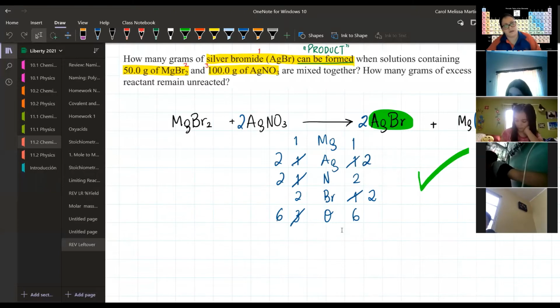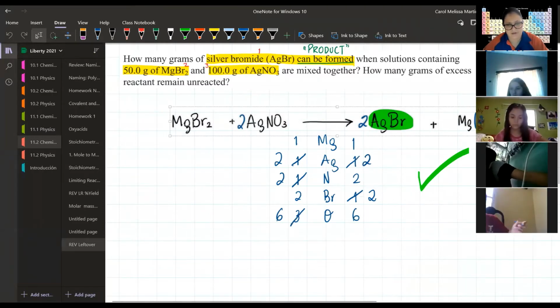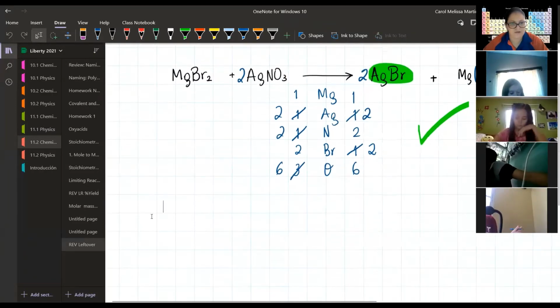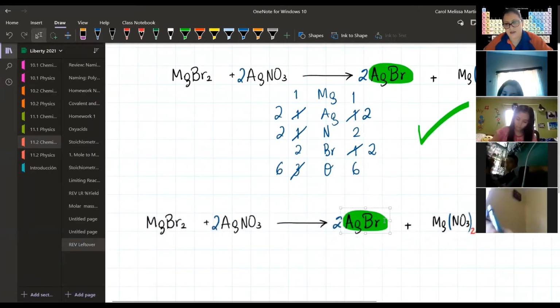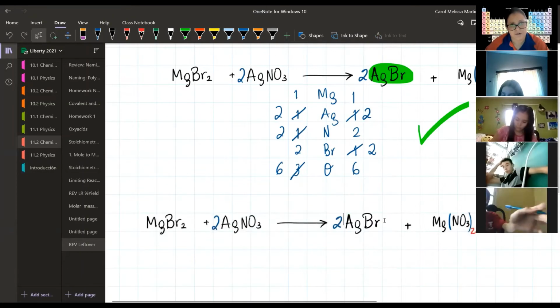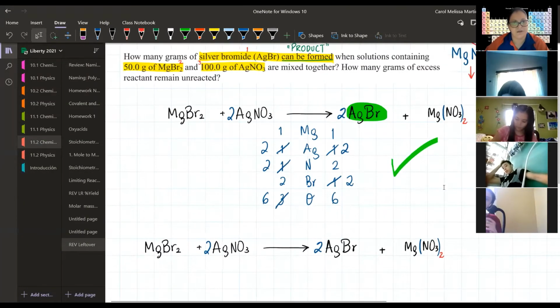Once we're done with the balancing procedure, I will just copy and paste again the formula, okay? Because I need to work with this. Once I have my equation, I need to start working with it, okay? So I need to put all the information available. It says, how many grams of silver bromide? They're asking me about this product. Okay, so this is the product that I care about.